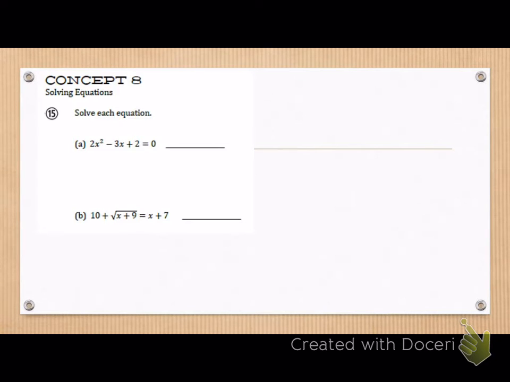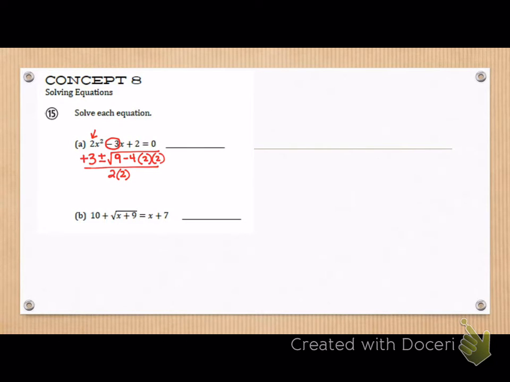So I have negative b, which means a negative 3, plus or minus the square root of b squared. So when I square that, I'd get a positive, minus 4ac. This is your a term. It's in front of the x squared. And then this is all over 2a.